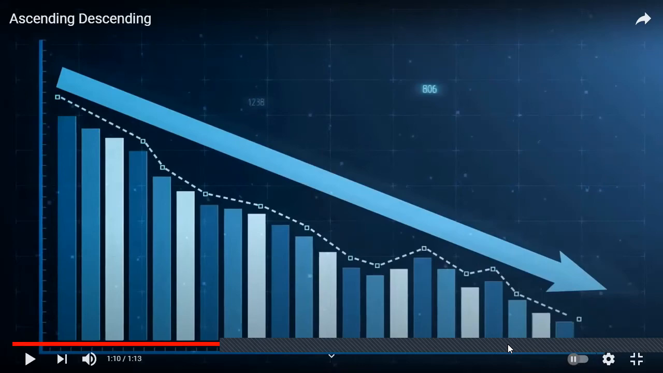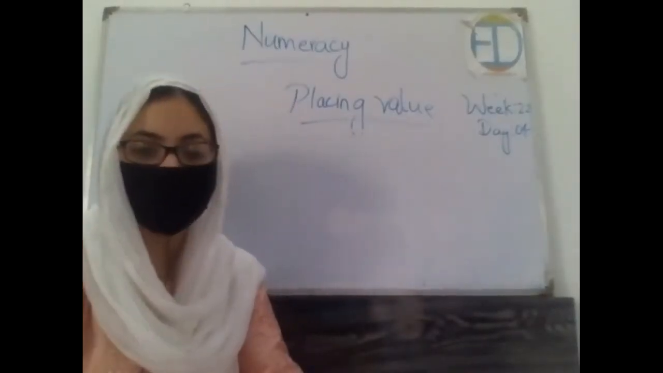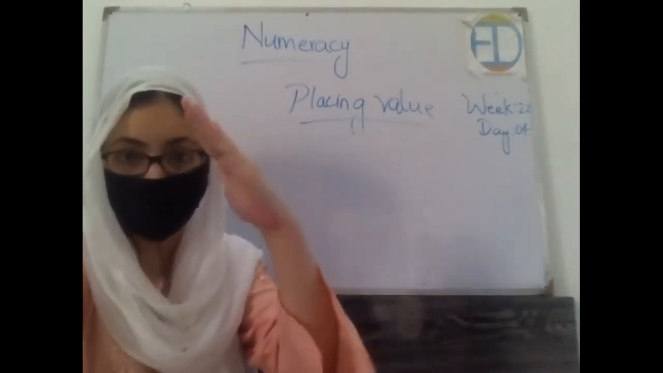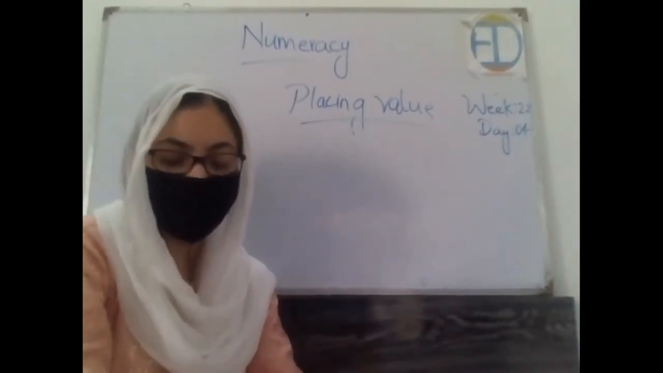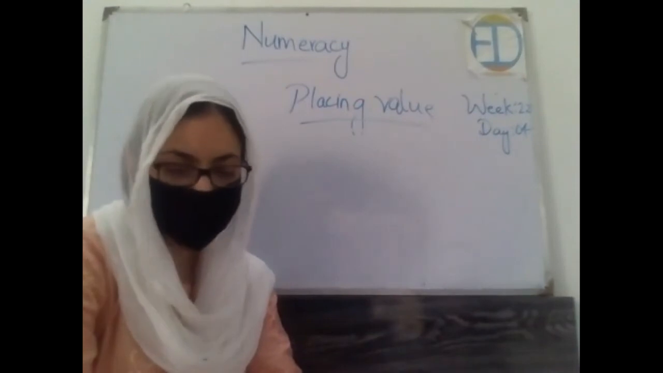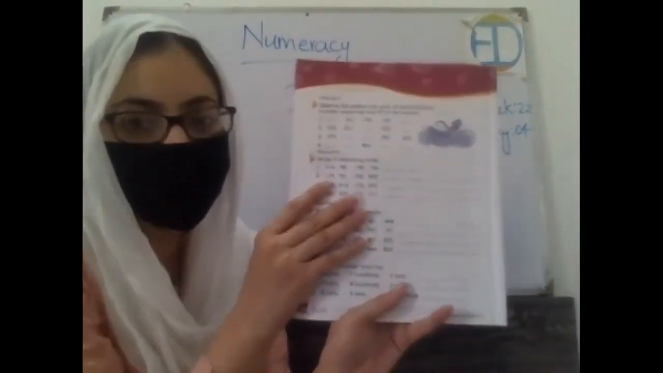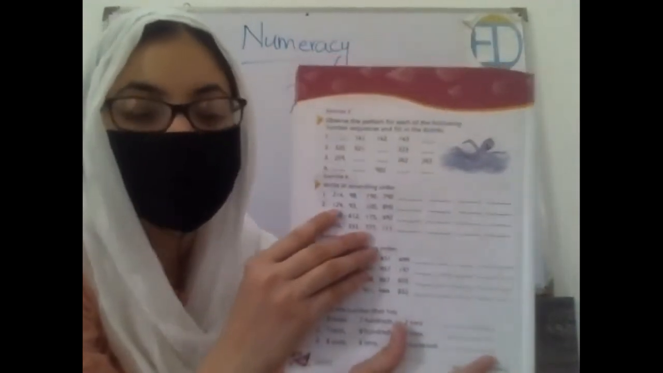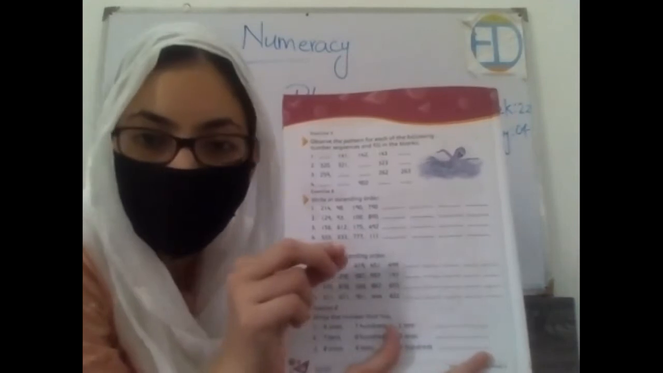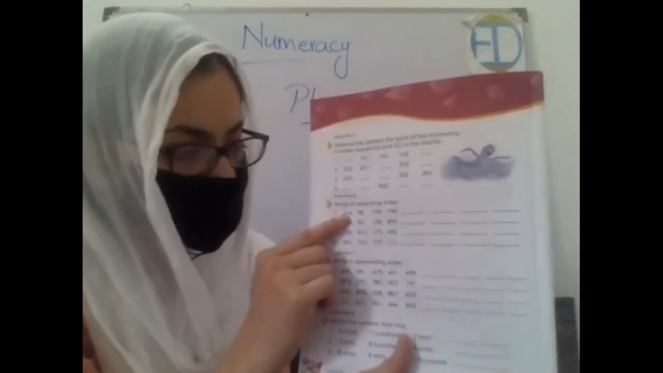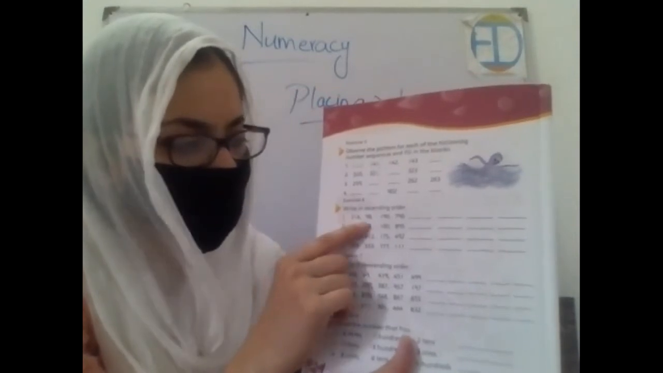Okay, so now we have revised it together. Descending means going down and ascending means going up, right? This is the difference between ascending and descending order. Now let's do the exercise together. The first exercise is you are supposed to write these numbers in ascending order. So ascending means that you will be starting from the smallest number and then you will move toward the highest one. So what is the smallest number in this case?